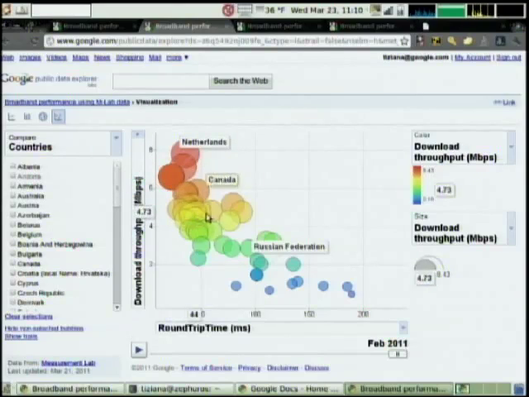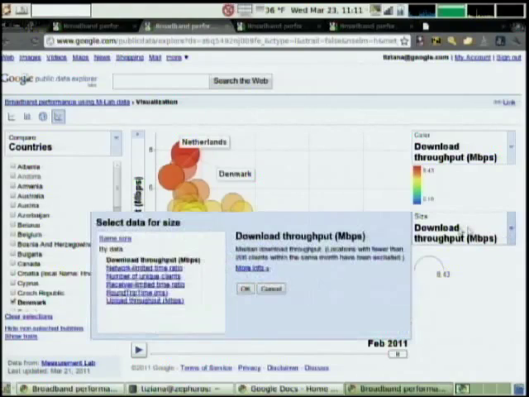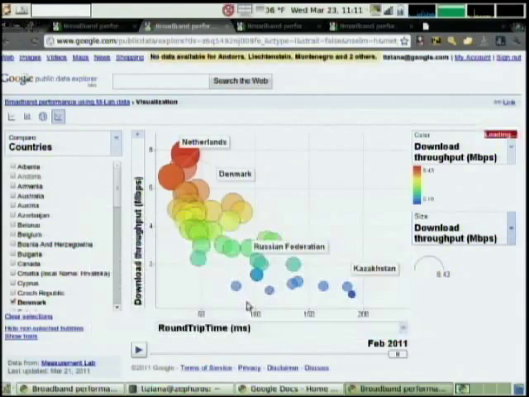Actually, it is worldwide. It includes all the countries. We're not selecting only European countries in this visual. No, this is all countries. Okay, so it's not just European countries. That's fine. So what we're plotting right now is download throughput. We want to change... oh, and you've got round trip time. Okay, that's good. Could we get sample size instead of download?